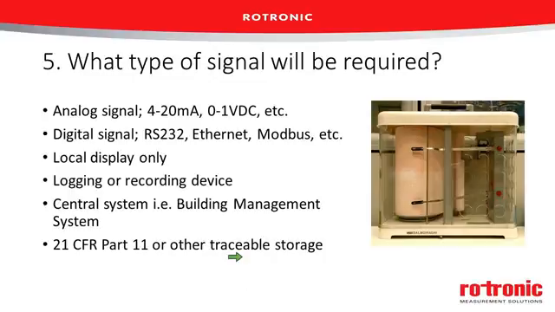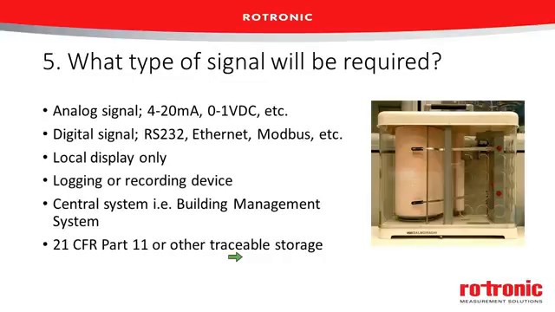Thank you, Bruce. So our question number 5, what type of signal will be required? So what we're looking at here is, okay, we've got a measurement device. It has a certain accuracy, but how are we taking the information from that device and how are we using it? What type of systems do we need to feed that information into, whether it be a control system, whether it be a monitoring system, or whether it be people that need to interact with that information.